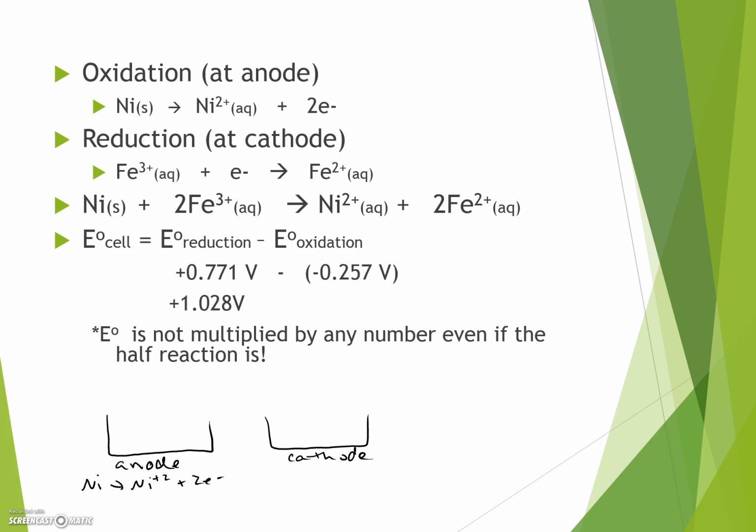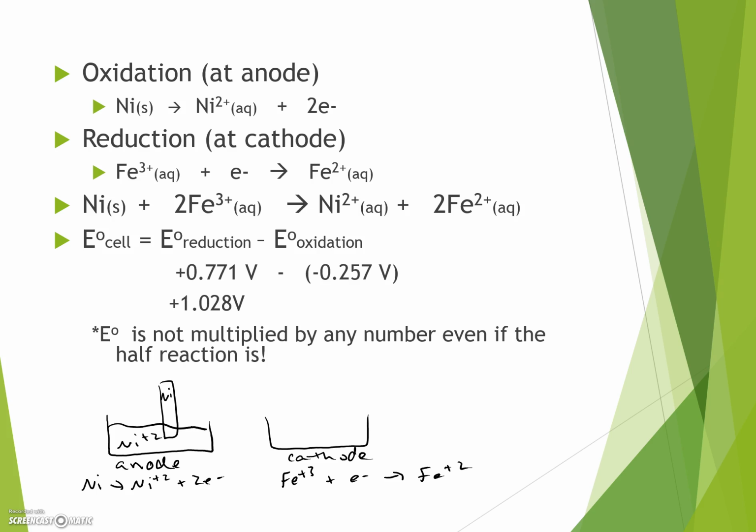We know that reduction takes place at our cathode, and in this case, we've got iron 3 ions that are gaining electrons to become iron 2. So what we're going to have is a solution in our anode compartment that contains nickel ions and some negative ion, maybe nitrate. And we've got a piece of nickel metal submerged in that nickel ion solution.